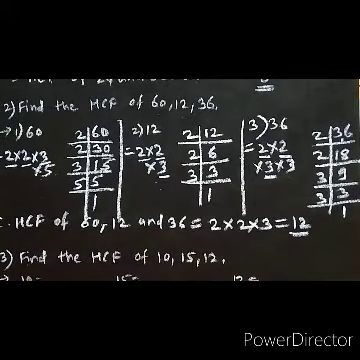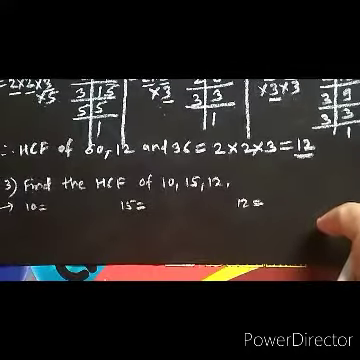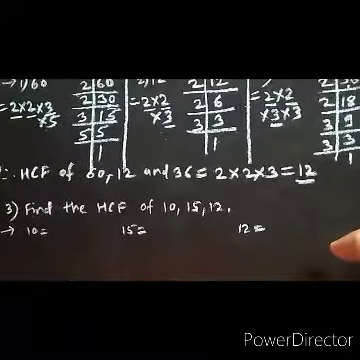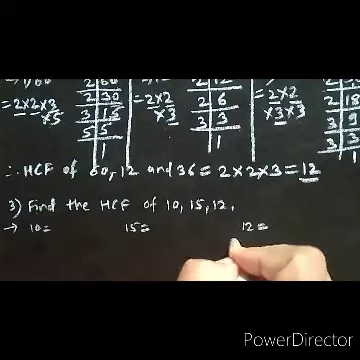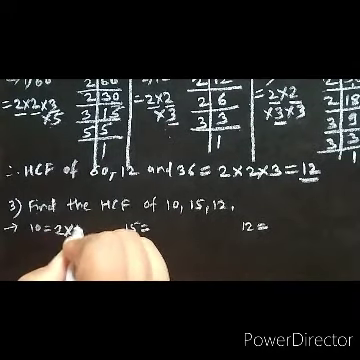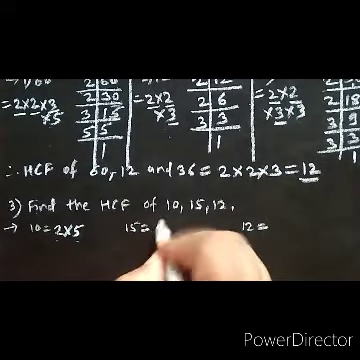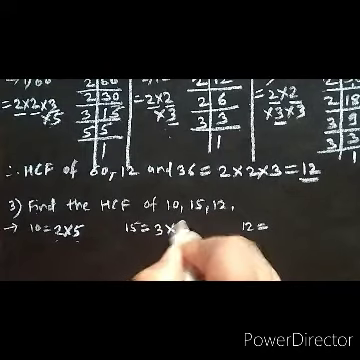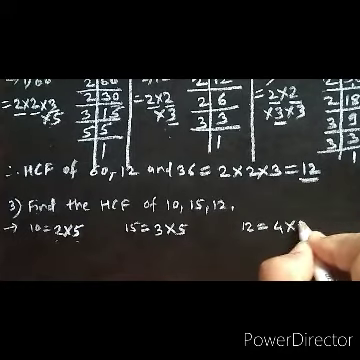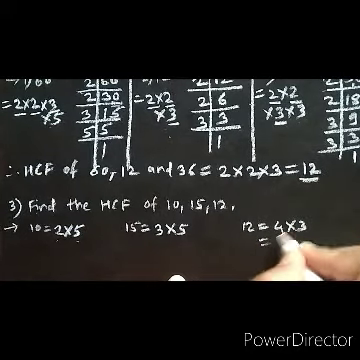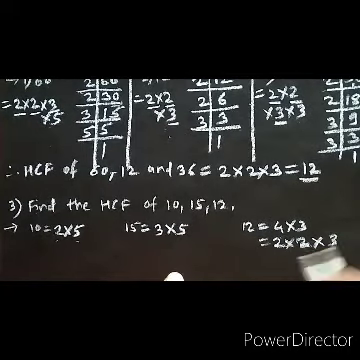So 12 is the HCF of 60, 12 and 36. Now we have to see third example. Find the HCF of 10, 15, 12. So here we have to find prime factors of 10, 15 and 12. So 2 fives are 10, 2 and 5 both are prime numbers. Now 15, 3 fives are 15, both are prime numbers. Now 12, 4 threes are 12. Again we have to write factors of 4, that is 2 into 2, 2 twos are 4, into 3.